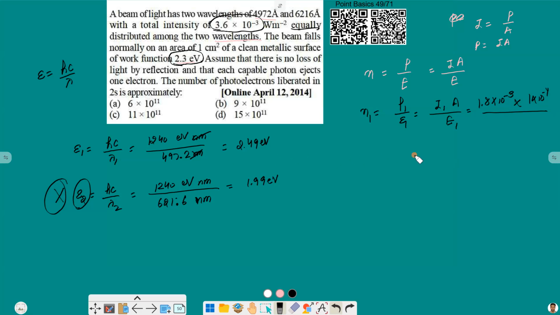Now here we need energy. We have calculated this energy in electron volt, but actually we need it in terms of joules. So this will be equal to 2.49, that is in electron volt, into 1.6 into 10 raised to power minus 19. Now it's converted into joules. So if we solve this, we will get 0.4518 into 10 raised to power 12, and that can be written as 4.5 into 10 raised to power 11. The nearest match here is 6 into 10 raised to power 11.